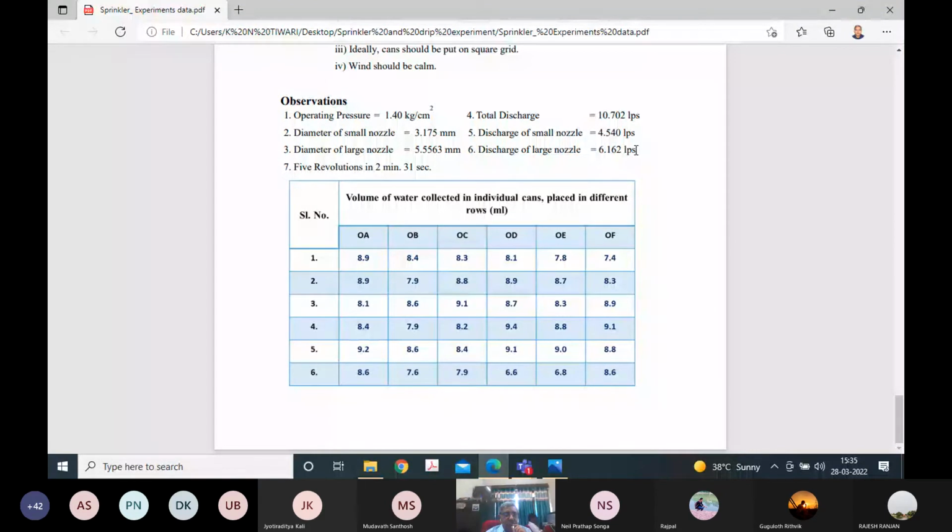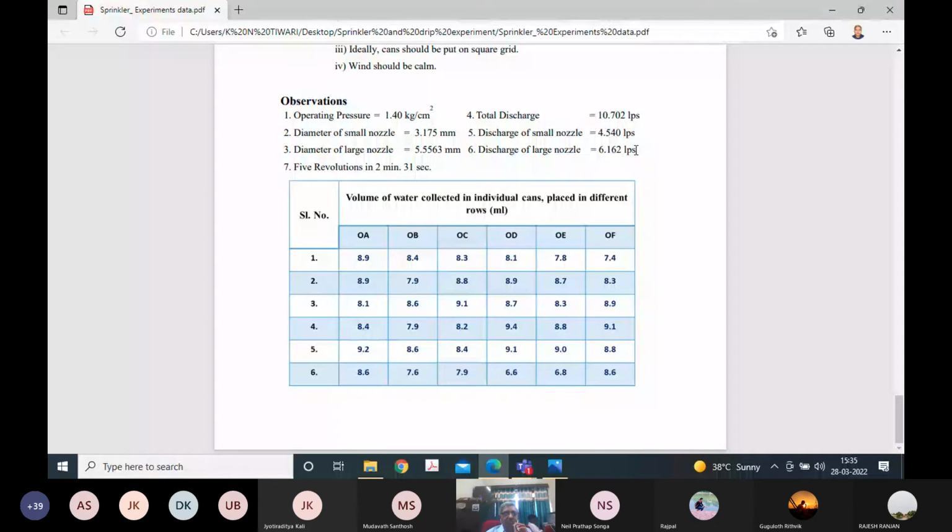So H is nothing but 1.4 kg per square centimeter, which you convert simply by multiplying by 10 to get meters of water column. So 1.4 into 10, this becomes 14 meter. So H is known, root 2gH, so you can get CD1 as well as CD2.